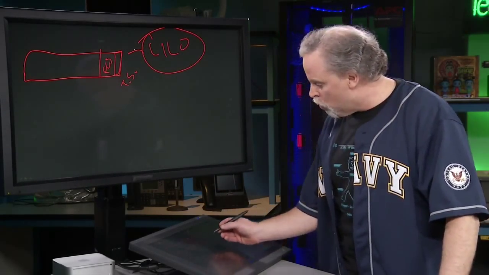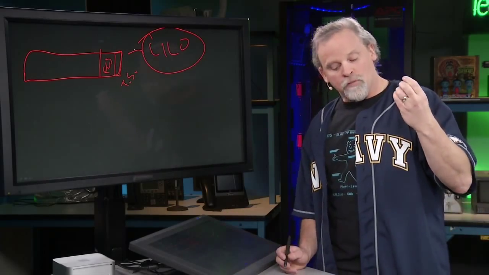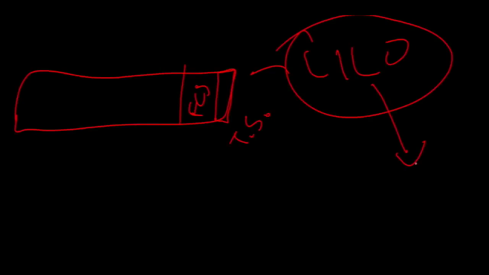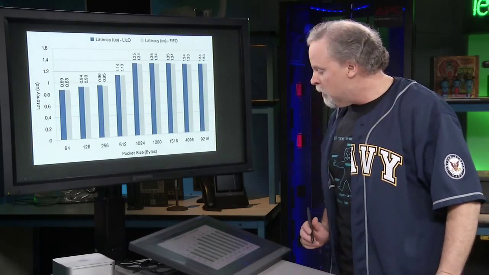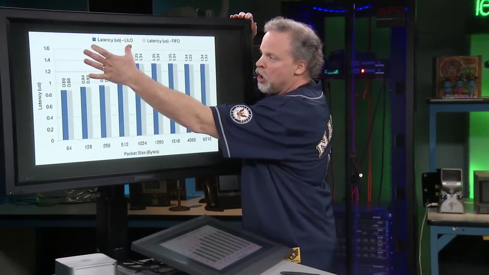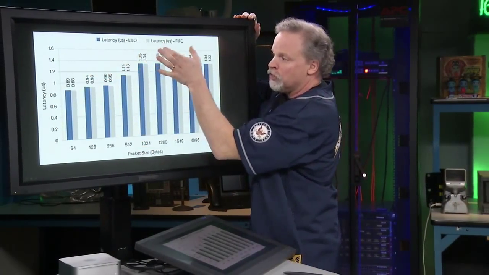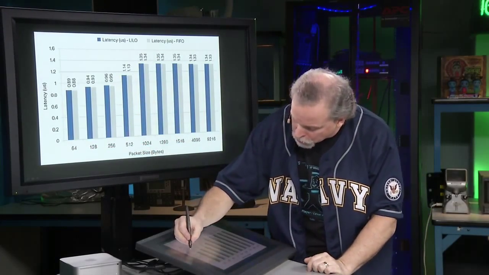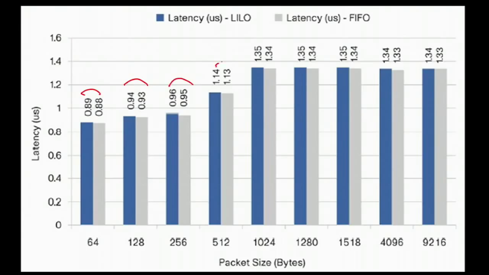So how do we get that? What we know is that when we're getting a LILO measurement, LILO is about the same as first in, first out. We can see that in a test we have, comparing our latency measures, LILO versus FIFO. You can see they're pretty darn tight, and the measurements are very close together.